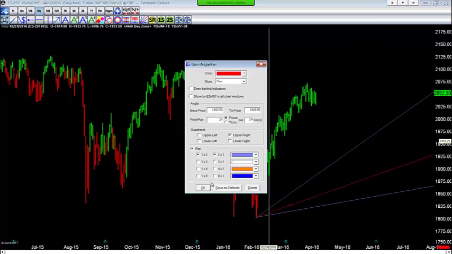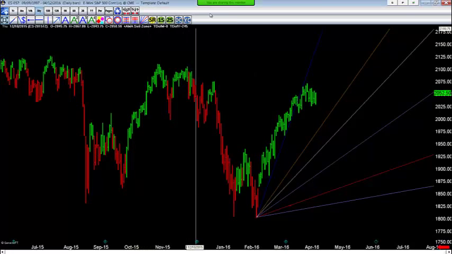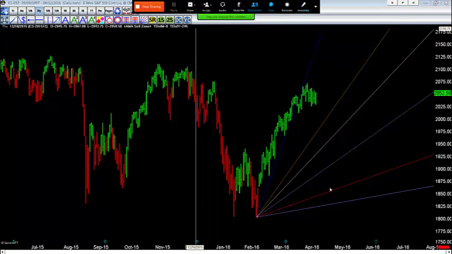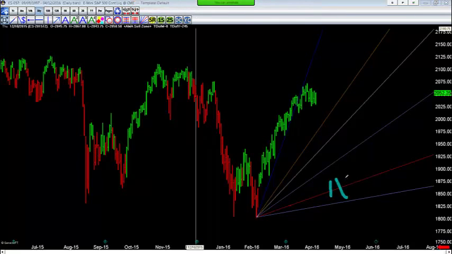This is very simple. You can see all these other angles. The 1 to 1, the 1 to 1, and the 2 to 1 are here. This is 3 to 1, this is 4 to 1, this is 8. When you get the market running above a 4 to 1 angle, it is strong. That is a strong, strong market.